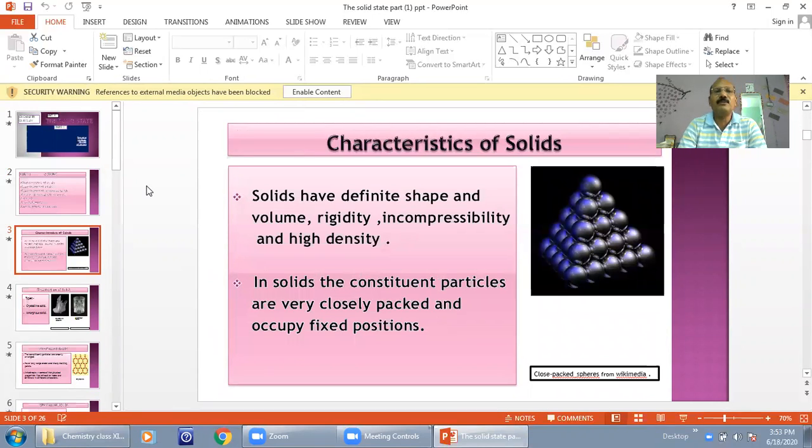First, when you talk about the characteristics of solids, it is seen that solids have definite shape, volume, rigidity, incompressibility and high density. It means solids have definite shape and definite volume. This is the perfect definition of solids. Moreover, solids cannot be compressed, hence it is called incompressibility. It is rigid, it cannot move, hence the property is called rigidity. And generally, it has high density.